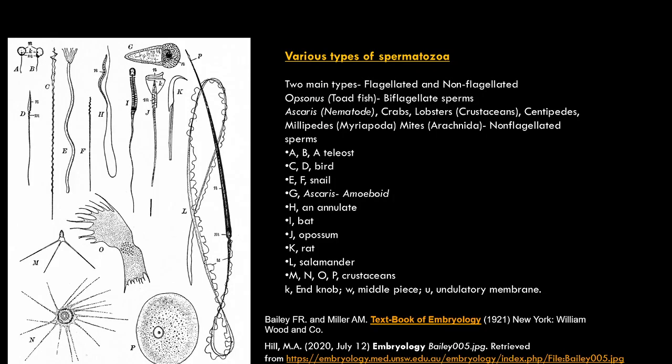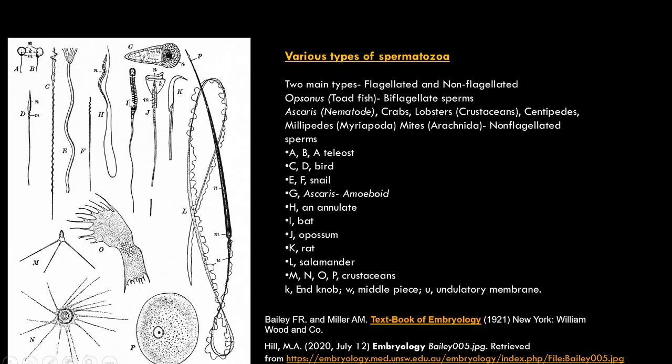Now what are the various types of spermatozoa? There are two main types, the flagellated and the non-flagellated. In case of toadfish or Opsanus, there are biflagellate sperms. In case of ascaris, crabs, lobsters, centipedes, millipedes and mites, there are non-flagellated sperms.